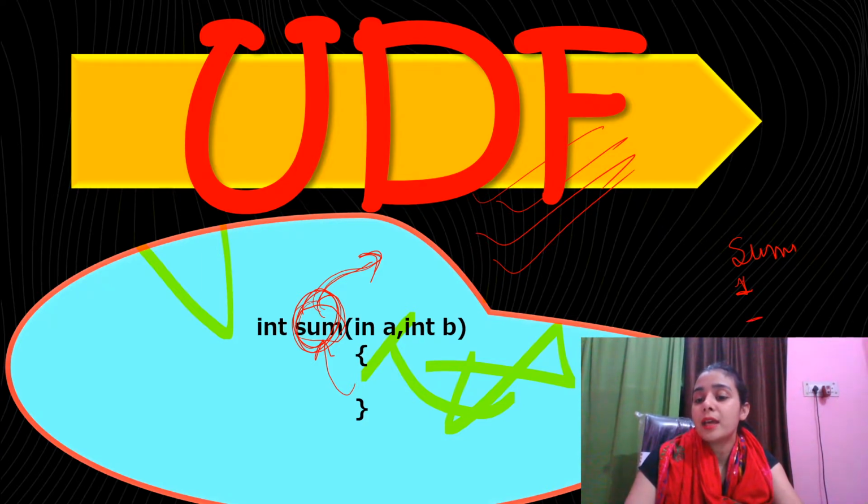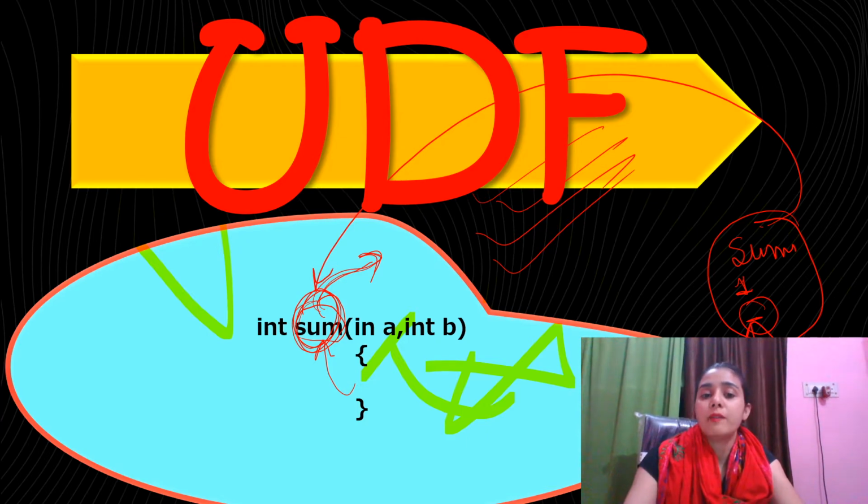Here you can give their underscore, right? Alphabets can be there. Okay, so these rules we have to follow when we are creating the user defined function's name.